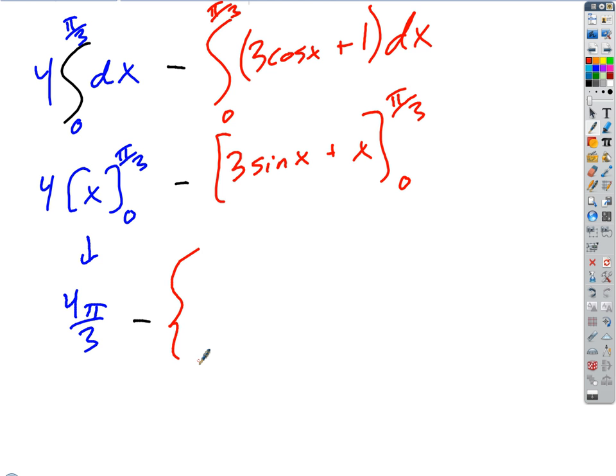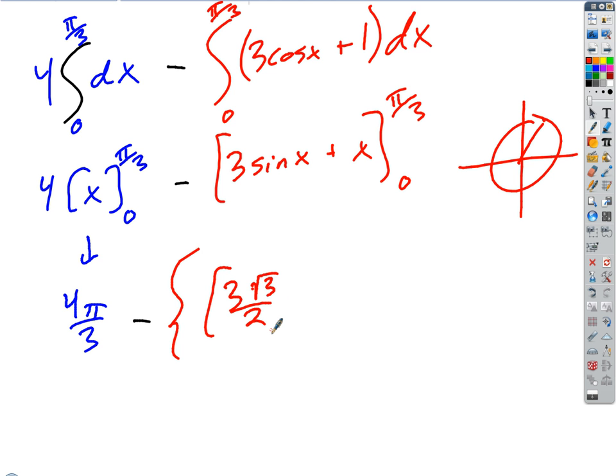Minus, what are we going to get here? At pi thirds, what's the sine of pi thirds? Square root of 3 over 2, good. So 3 times the square root of 3 over 2, plus pi thirds minus, what's the value at 0? 0, isn't it? Right.